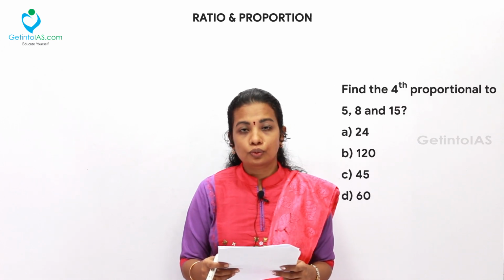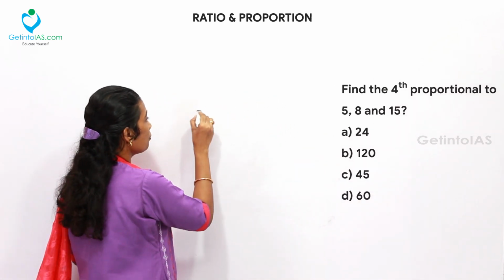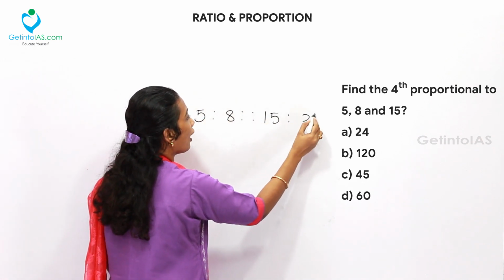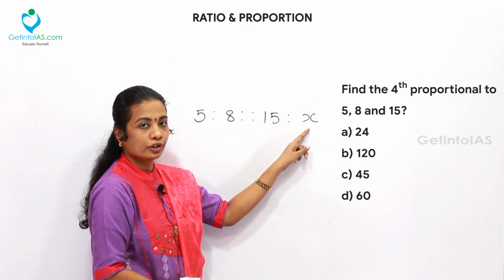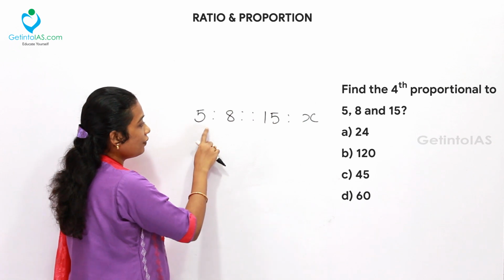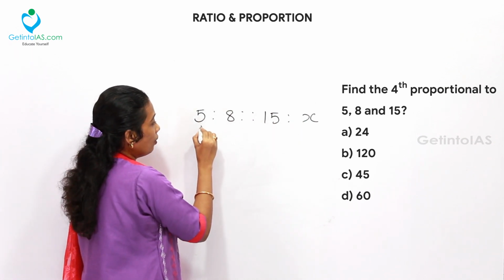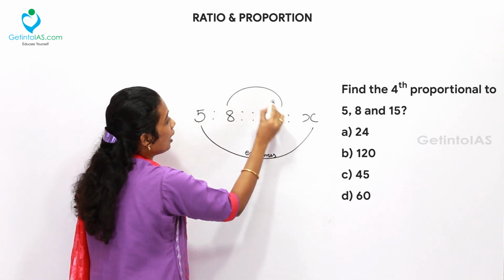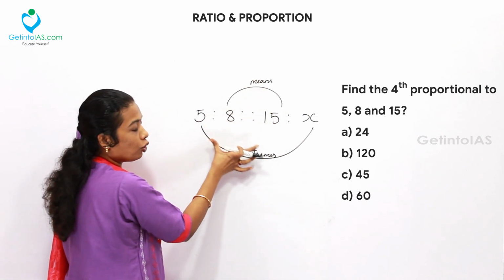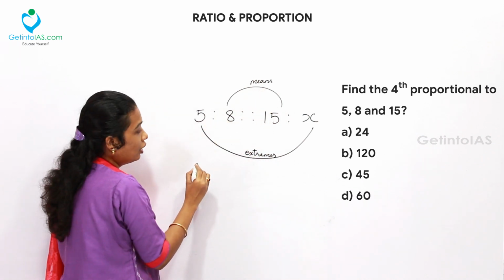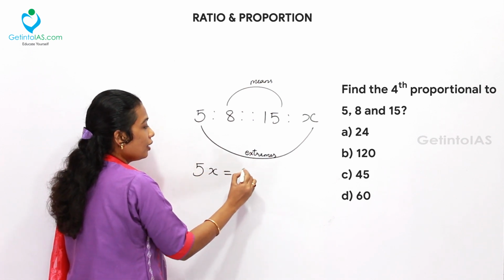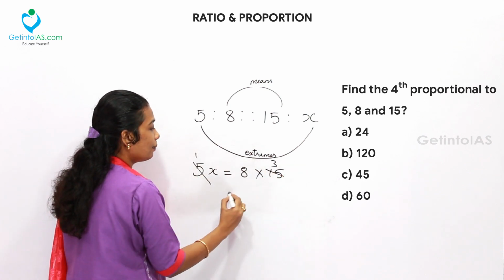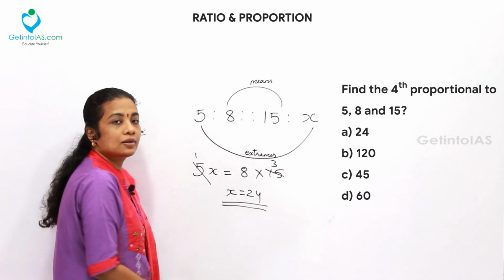Find the fourth proportional to 5, 8, 15. Fourth proportional is nothing but 5:8, which is equal to 15:x, because this is the missing term over here. For this, we can say 5:8, 15:x, where the first and last are the extremes and the middle ones are the means. Always the product of extremes is equal to the product of means. So 5x is equal to 8 into 15. Now you can cancel 5 here, 3 times. x is equal to 24. Simply my answer is 24.